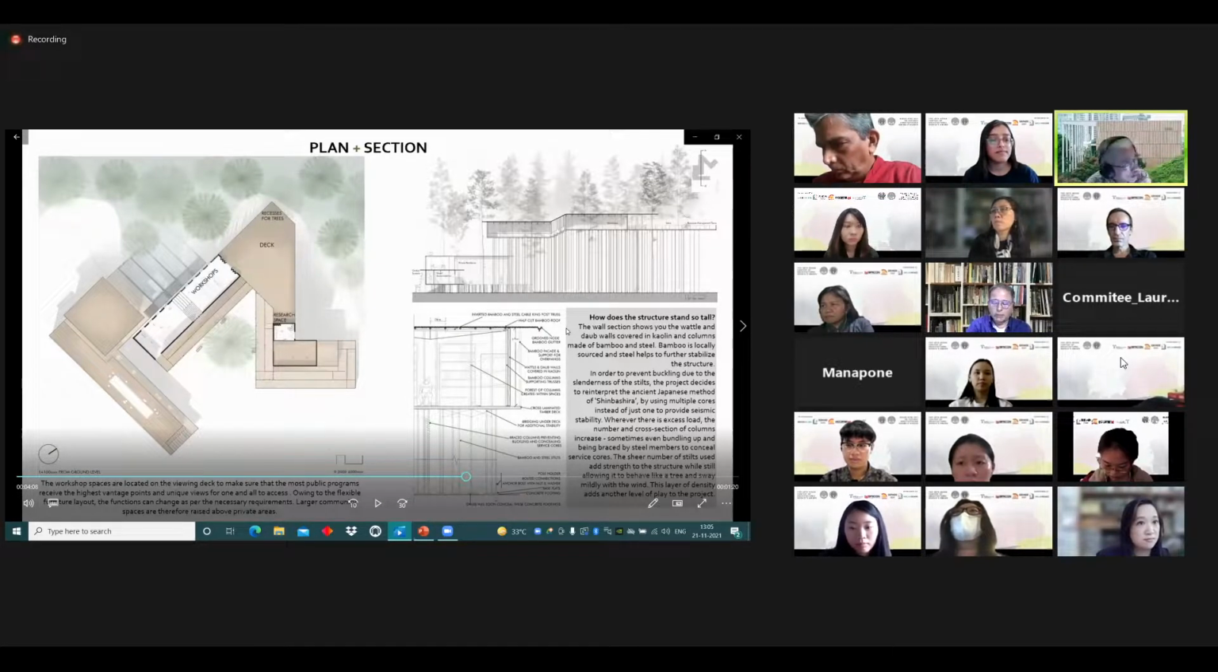And you mentioned somewhere in the report there's a sort of seismic challenges in the site. Is that quite serious?